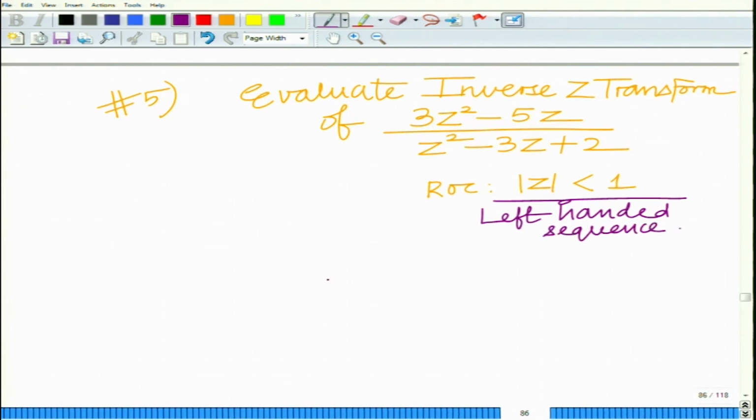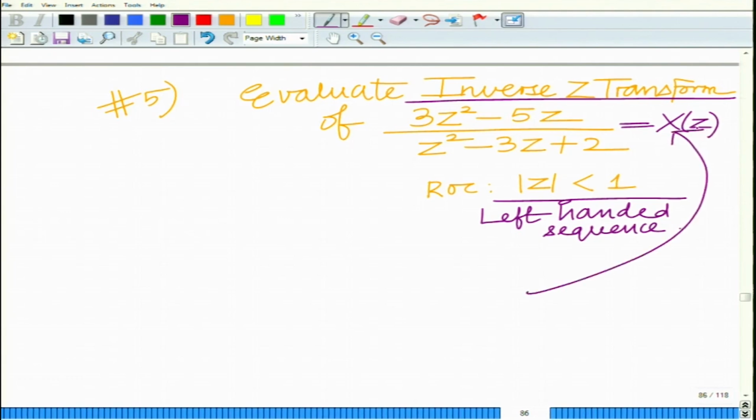This is a left handed sequence, and we have to evaluate the inverse z transform of this. This is your X(z). Remember, this is a rational function of z, you can clearly see, and whenever we have a rational function of z, we can express this using the partial fraction approach. So, this is a rational function in z. Okay. And now, this can be done as follows.